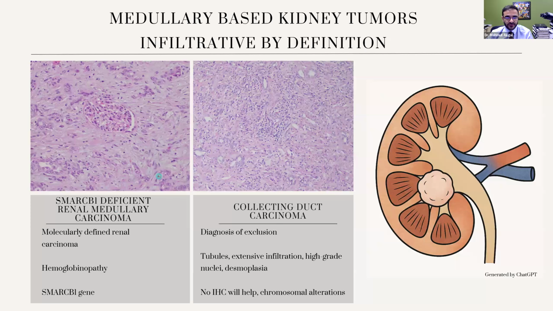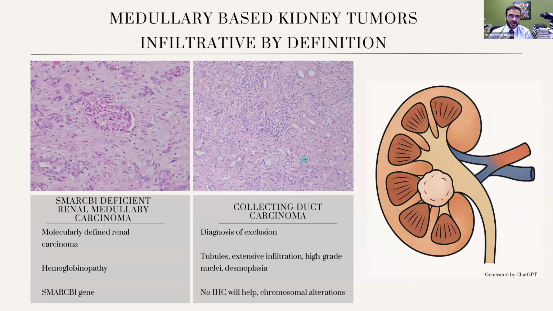SMARCB1-deficient renal medullary carcinoma is part of the family of molecularly defined renal carcinomas, which means you need to document the molecular alteration to diagnose it, which means you need to document the SMARCB1 loss in this case. And hemoglobinopathy is very important, critical information. Most of the cases, if not all, are associated with sickle cell trait. And we are going to briefly mention what is happening in the SMARCB1 gene in this tumor.